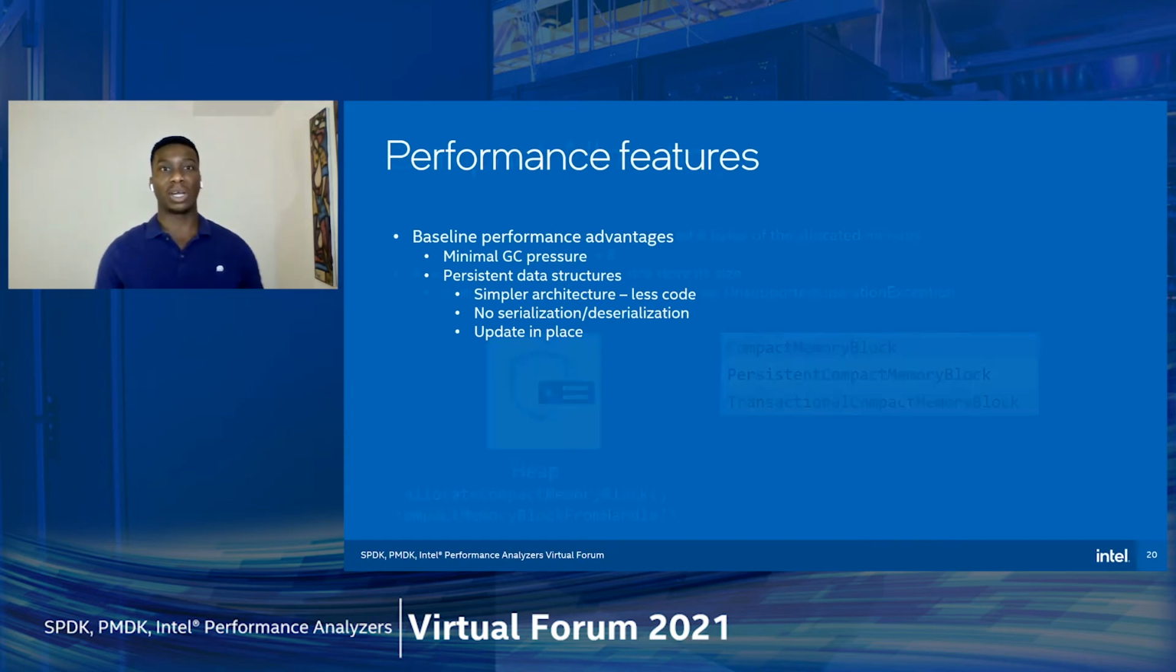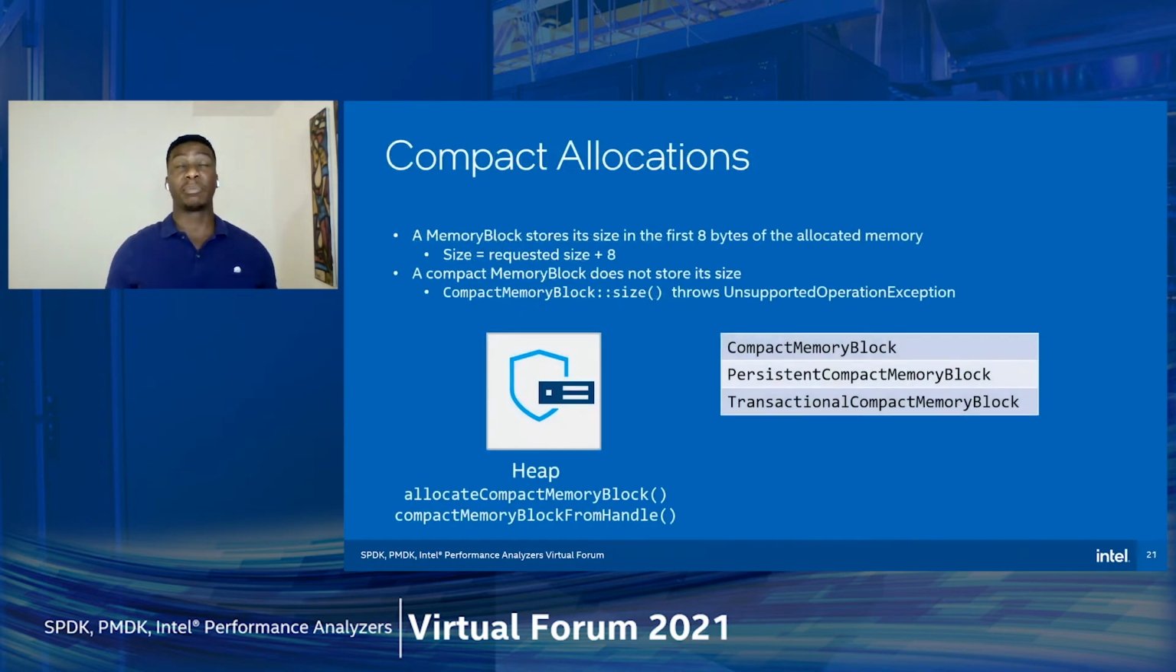And so now I'll talk about some of the performance features that we've put into LLPL. The first one is compact allocation. A regular memory block, like we've seen in the example, uses the first 8 bytes of the allocated memory to store its size. So that means that every time you allocate memory, we're actually adding 8 bytes to the size of that allocation.